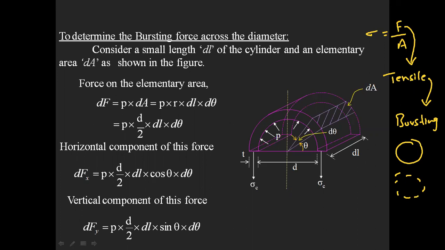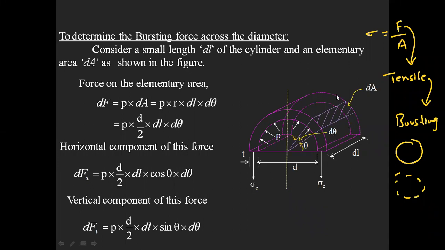Okay, so let us take the bursting force which is acting across the diameter. Consider a small length of your cylinder, which is length dL of the cylinder, and an elementary area which is dA. So let us take a small length of the cylinder as dL, and let us take a small elementary strip having an area of dA, as represented in the picture. So when you take a strip, the strip is going to have an angle, isn't it, with respect to its total diameter, which is theta, and this strip is making an angle of dθ, right?